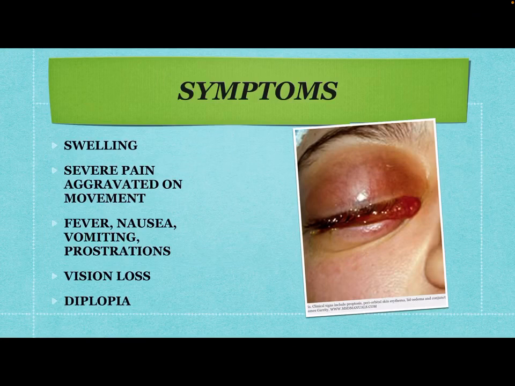Next, what are the clinical features? When a patient presents to you, how do you find out if the patient is suffering from orbital cellulitis? Most commonly, the patients will come with swelling and severe pain which aggravates on movement. Also, because it's an infection, the patient will have fever, nausea, vomiting, and prostration. Also, there could be associated vision loss and diplopia.